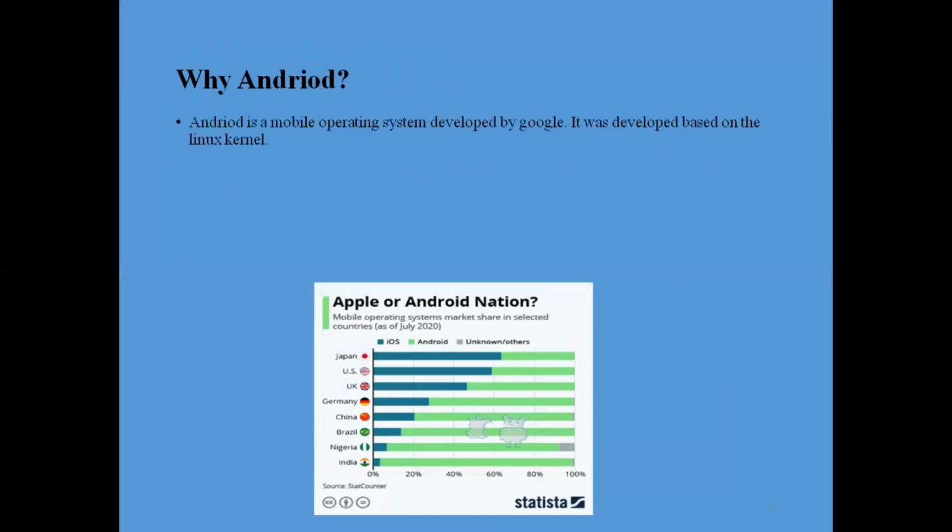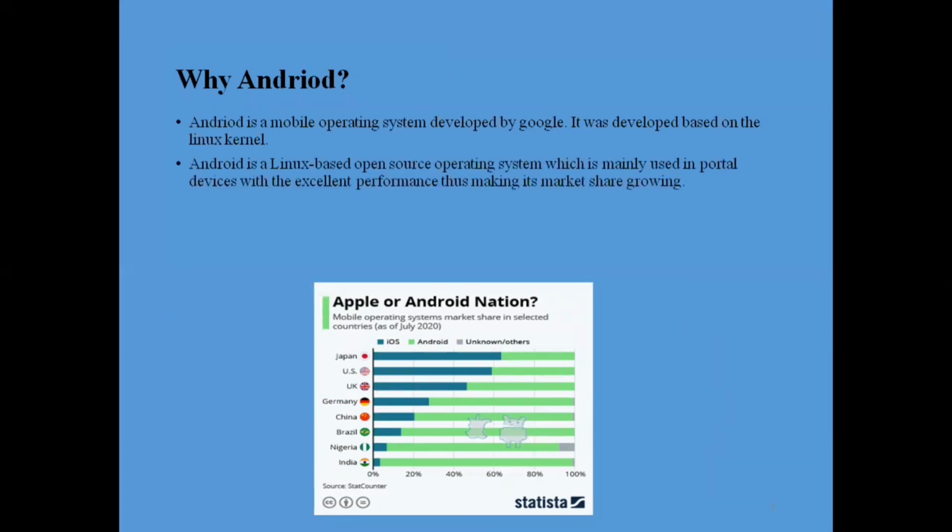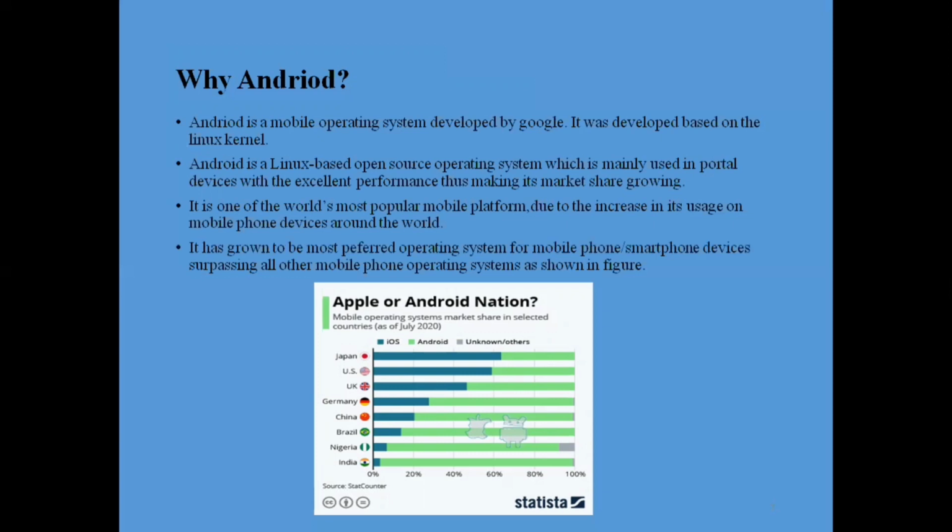Why Android? Android is a mobile operating system developed by Google. It was developed based on the Linux kernel. Android is a Linux-based open source operating system which is mainly used in portable devices with excellent performance, thus making its market share grow. It is one of the world's most popular mobile platforms due to the increase in its usage on mobile phone devices around the world. Compared to other countries, India has 80% of Android users compared to iOS or other operating systems.